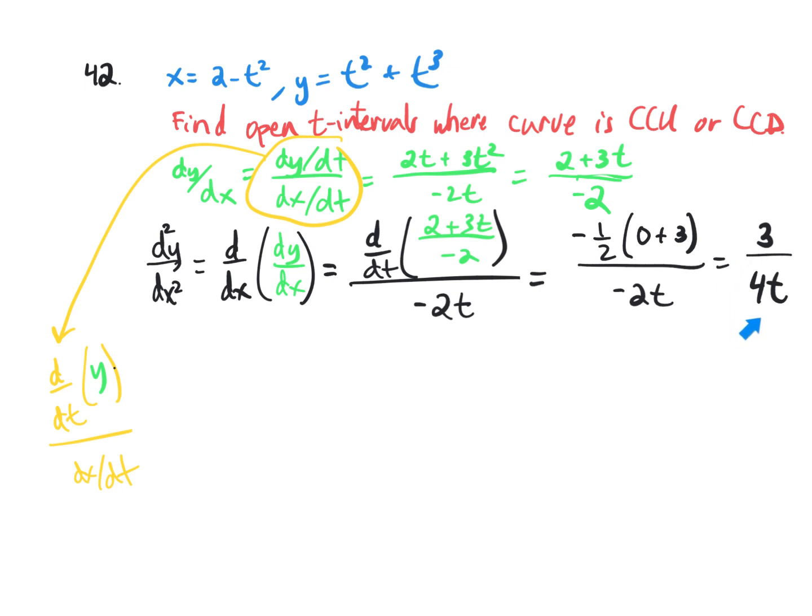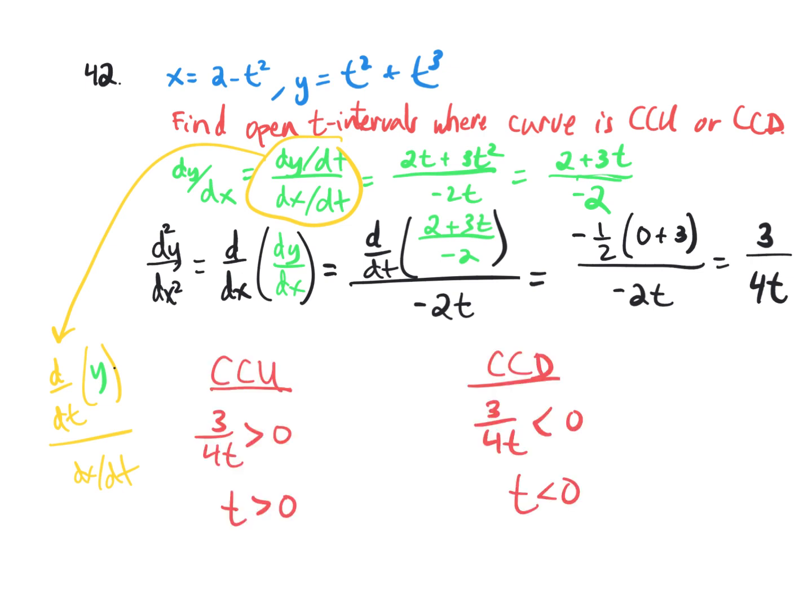All right, now that we have the second derivative, we can find the open intervals where the curve is concave up or concave down, because we know that it's concave up when the second derivative is positive, and the curve will be concave down when the second derivative is negative. So it's concave up when t is positive. It is concave down when t is negative. These are indeed open intervals.